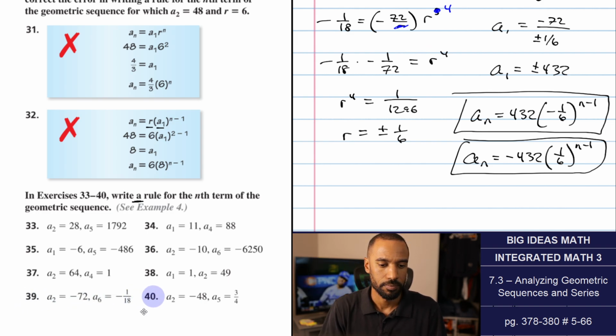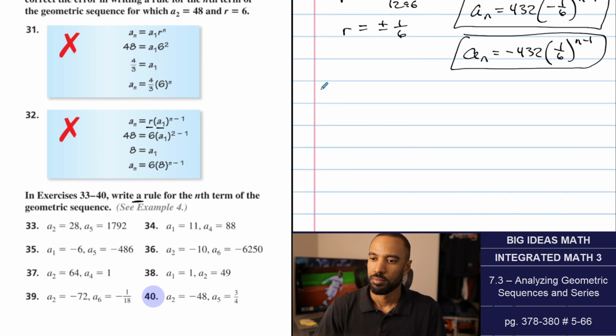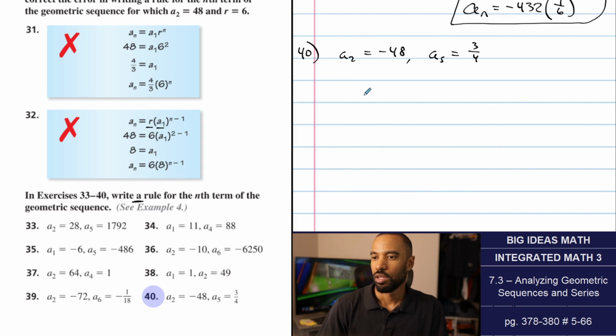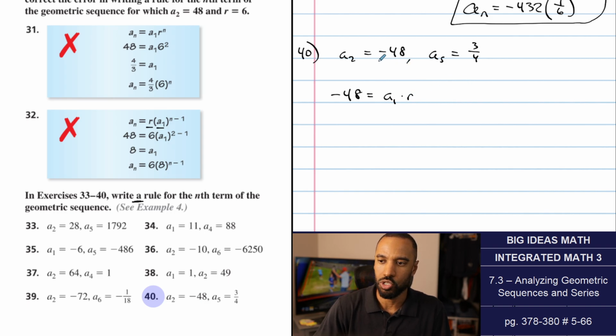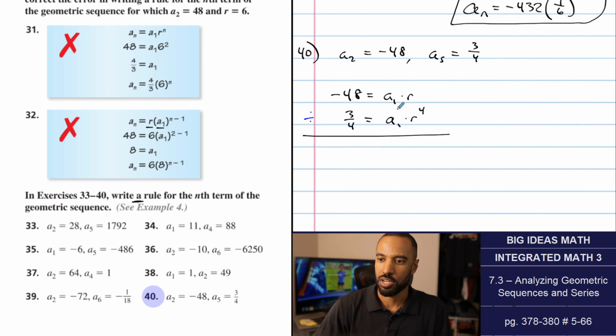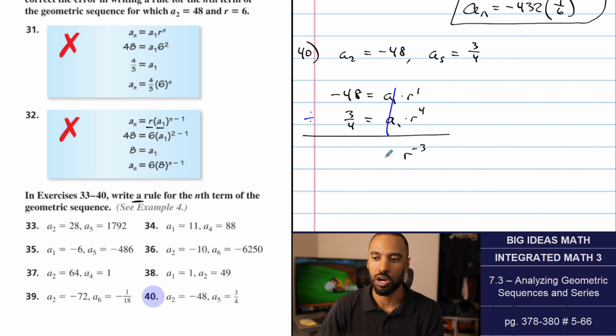Number 40. Let's use elimination. Second term is negative 48, and the fifth term is 3/4. So let's do negative 48 equals a sub 1 times r to the 2 minus 1 power, so to the first power. And 3/4 is a sub 1 times r to the 5 minus 1 power. We're going to use division here. Now, a couple things on division. Those cancel. R to the first over r to the fourth is r to the negative third power, or 1 over r cubed. Let's actually write it, we'll start r to the negative third.